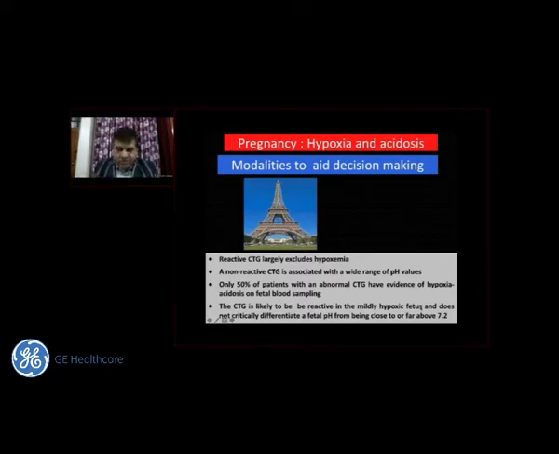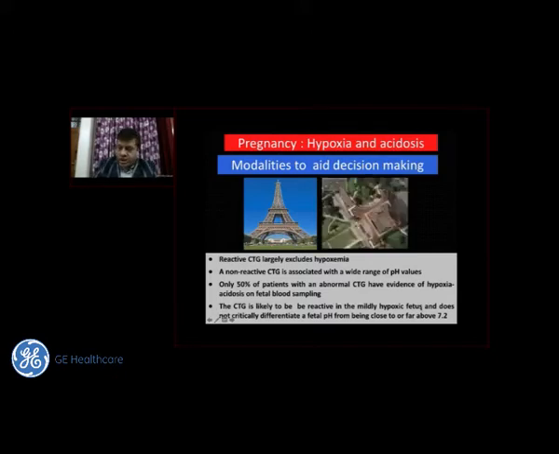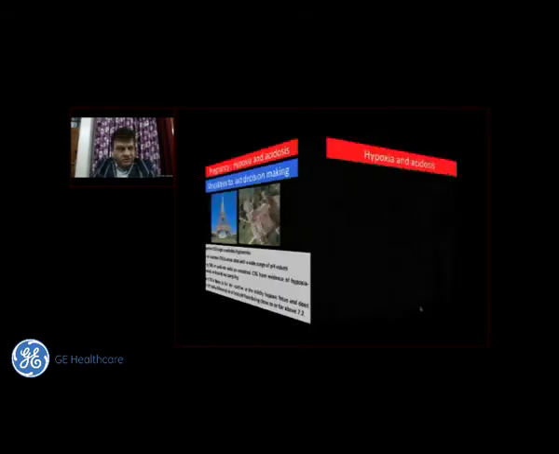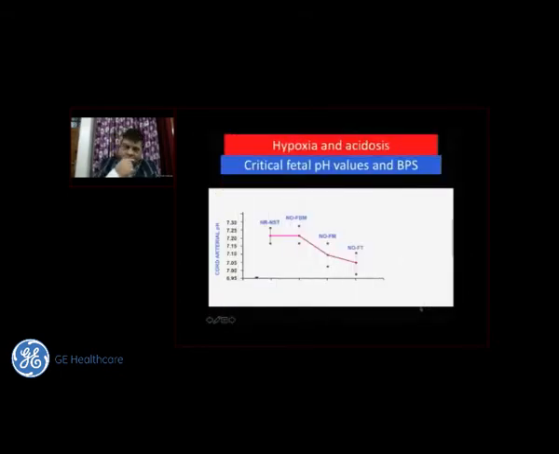Only 50% of patients with an abnormal CTG have evidence of hypoxia and acidosis on fetal blood sampling. CTG is likely to be reactive with the mildly hypoxic fetus and does not critically differentiate a fetal pH from being close to or far from 7.2. And that is the pH we want in our fetuses, 7.2. So which means that CTG, well, yes, its applications are very much there, but to critically differentiate whether this fetus is really getting hypoxic, the CTG sometimes will fail to tell you the early hypoxias.